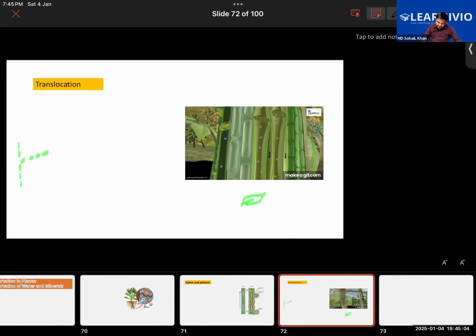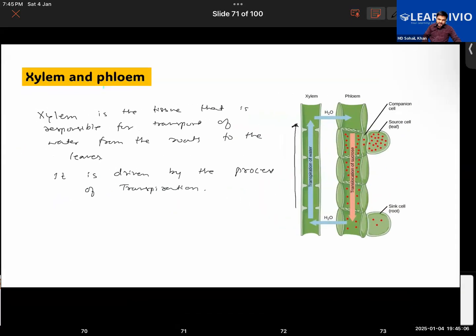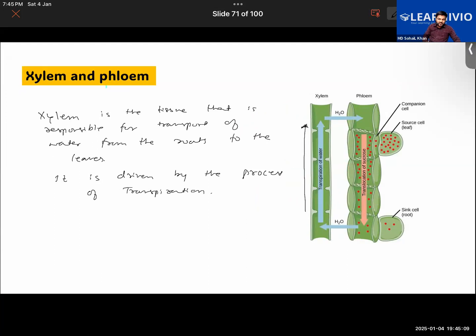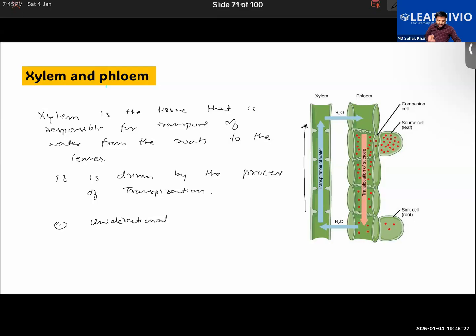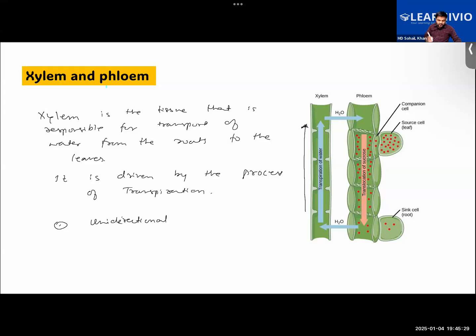Next, we have the phloem. The next tissue that you see here is called phloem. By the way, one more thing about xylem: it is important to note that the movement of water in the xylem occurs only in one direction, that is, the upward direction. It is unidirectional. Uni means one, so directional means in a given direction. There is flow of water and dissolved minerals in one direction only.